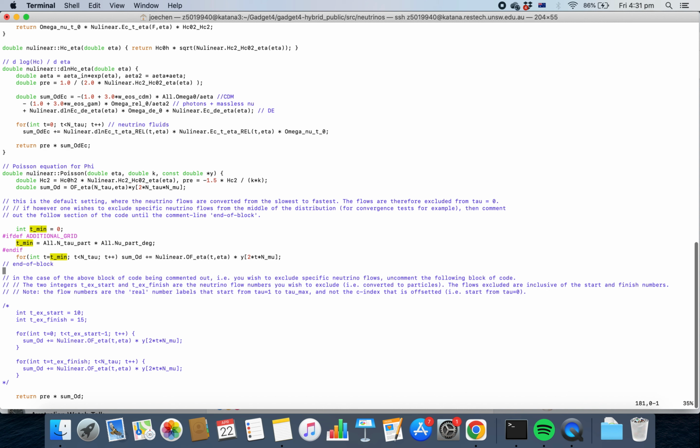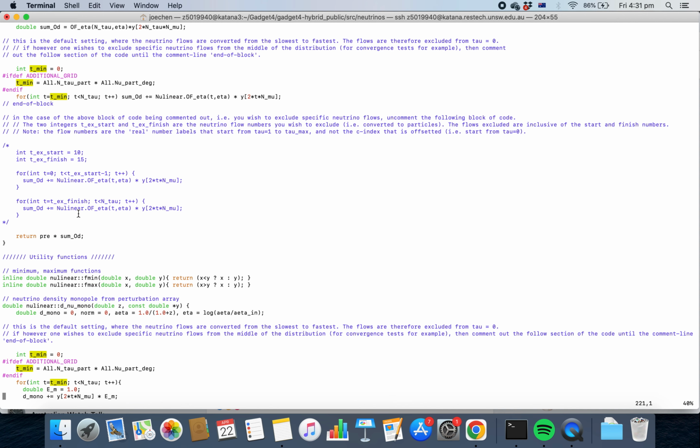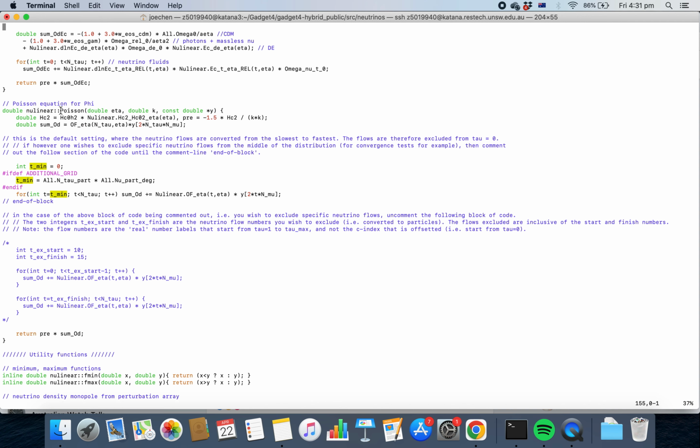The two places in particular, like I mentioned, are the Poisson equation and the neutrino d nu mono, the monopole delta calculation. For the Poisson equation calculation, we want to exclude them because this will include all of the particle contributions and then include the neutrino linear response fluid flow perturbation contributions. So if the neutrinos are already present as a particle, then they will already be included. So you don't want to include them again here.